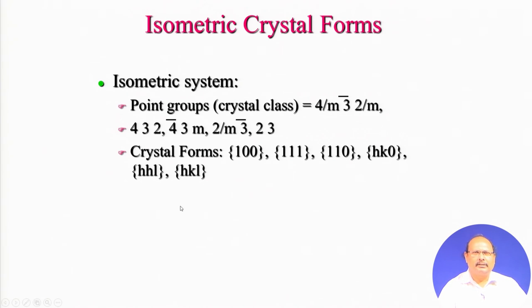Now, let us talk about the crystal forms that are present in the isometric crystal system. In the isometric crystal system, you know that there are 5 point groups of symmetry. They are 4 over m, bar 3, 2 over m, 4 3 2, bar 4 3 m, and 2 over m, bar 3 and 2 3. And 6 varieties of crystal forms are possible, and their general symbols are 1 0 0, 1 1 1, 1 1 0, H K 0, H H L and H K L. You will study each form symbol, and you will see what the names of these crystal forms are and how many crystal faces are related to each other in that crystal form.